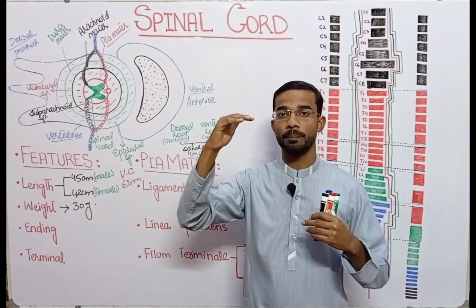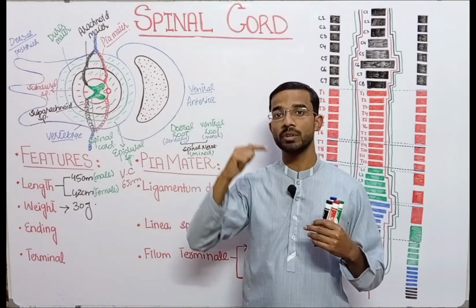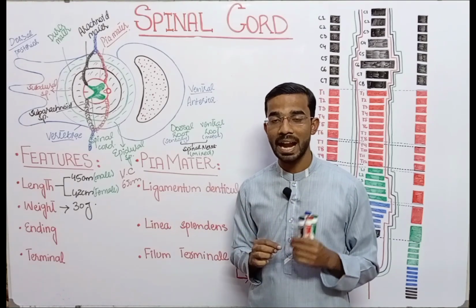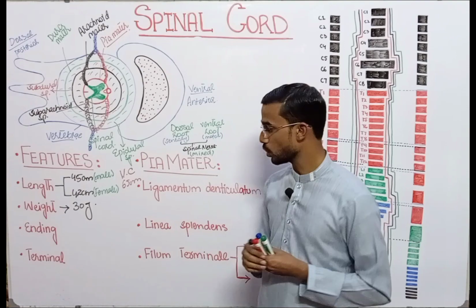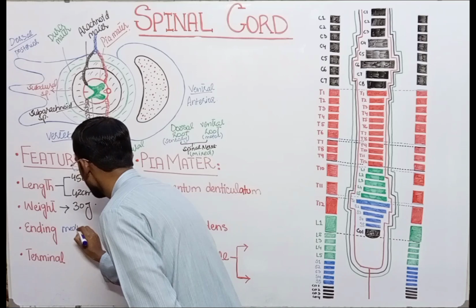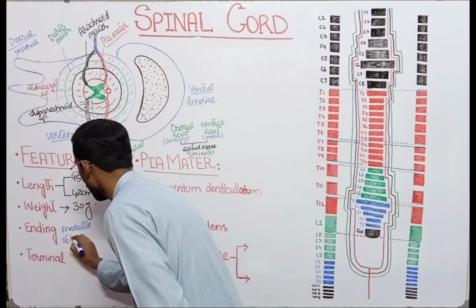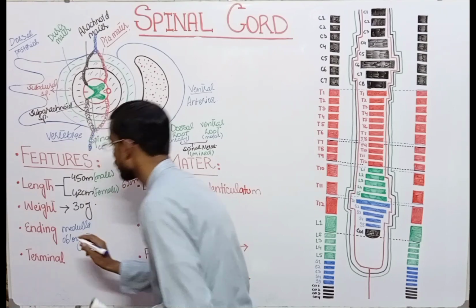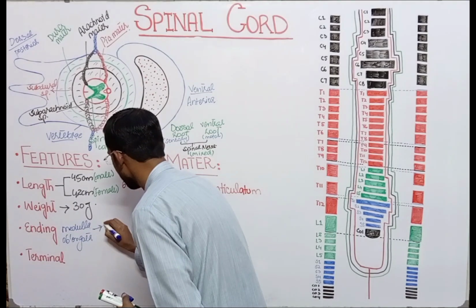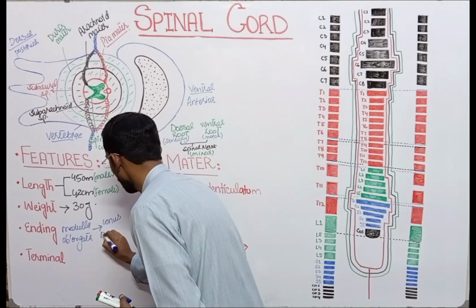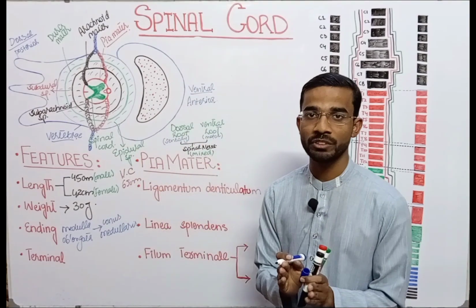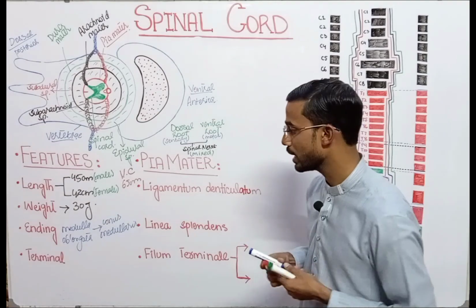First of all, at the top, the medulla oblongata. After the medulla oblongata, the spinal cord starts, and it will end at the conus medullaris. So you will see that the starting point is the medulla oblongata. After the medulla oblongata, the spinal cord starts, and it will end in the conus medullaris. So this is actually the ending point of the spinal cord, and it is conical in shape.